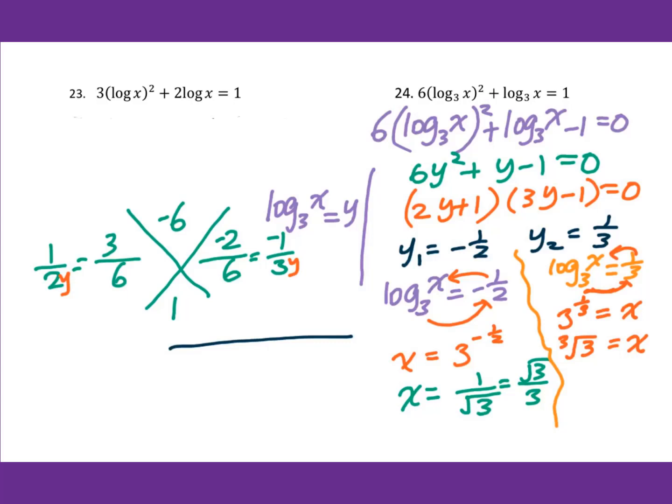Now we check the solution. The argument is x. Then we have square root of 3 over 3 and we have cubic root of 3. Plug in, both are positive, which means both are valid solutions.